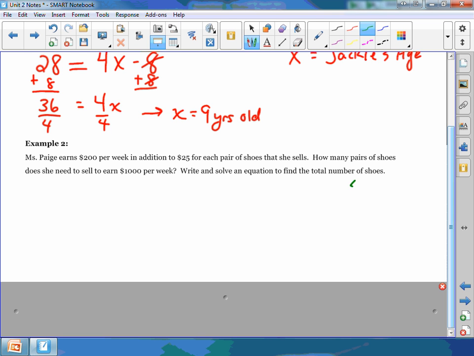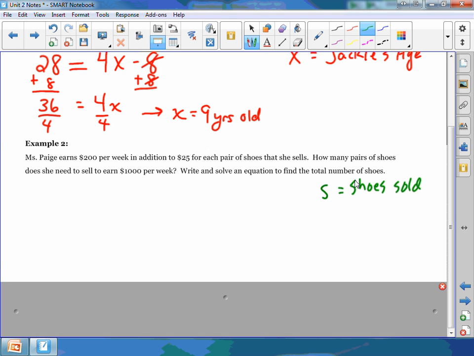Okay, so I'll just say shoes sold, and that would be in terms of pairs. Okay, what's your variable though? What letter? S seems appropriate here, right? S for shoes sold. Now you don't have to have an S, have whatever you'd like. All right, so let's try to take this thing apart and write it into an equation.